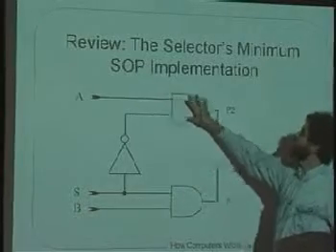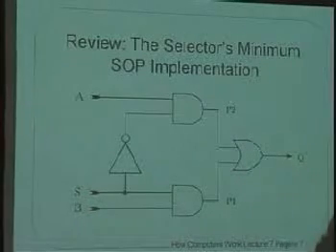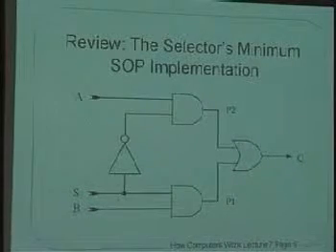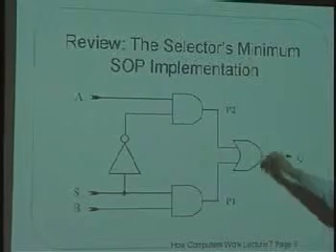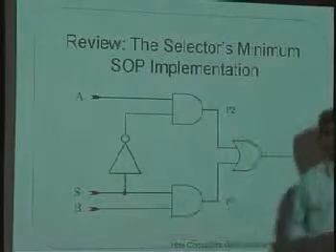Then both of these will be high, and P2 will fire, go through this OR gate, and we will get a high value on the Q output. So this is, again, sum of products form. Here's the OR, here's the AND, and here's the inversion that you might want to do on some of them.